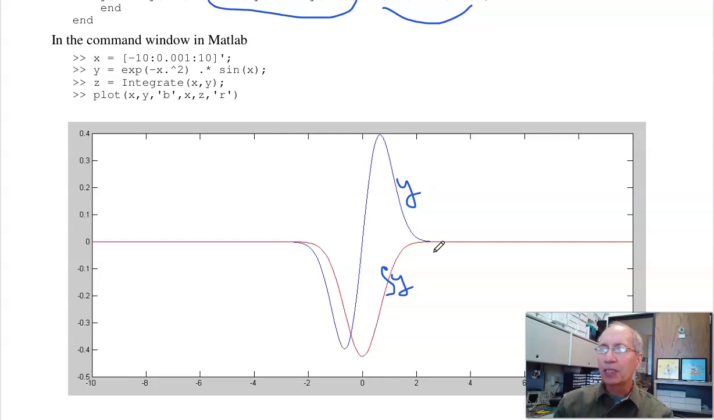Nice thing about Matlab is knowing nothing about integration, I can integrate functions. When you take calculus 2, I'll come up with an equation for that curve. But for now, we can just say whatever that answer is, this is what it looks like.